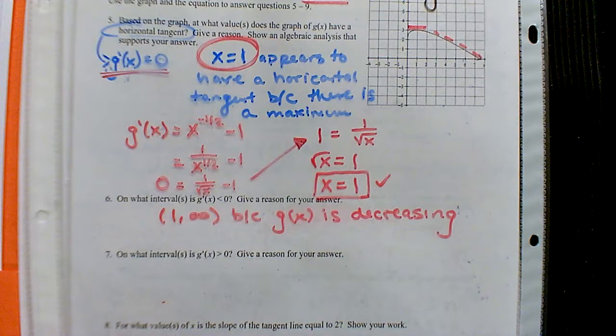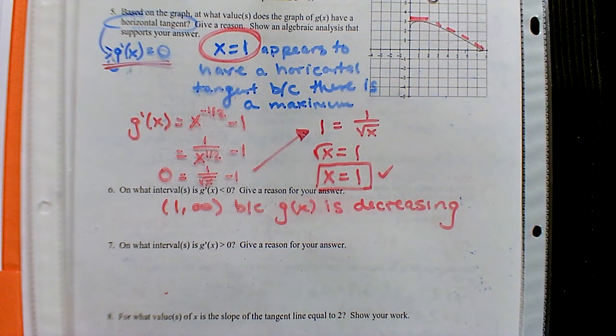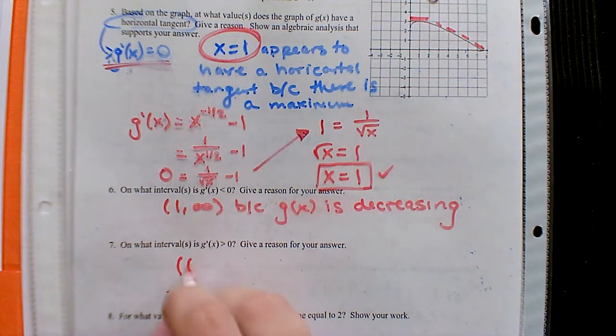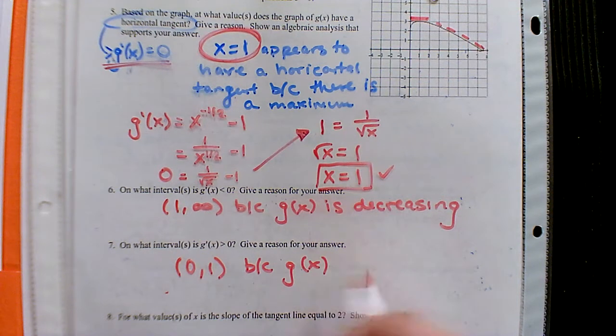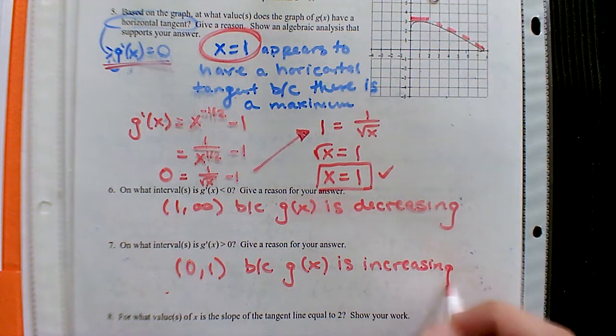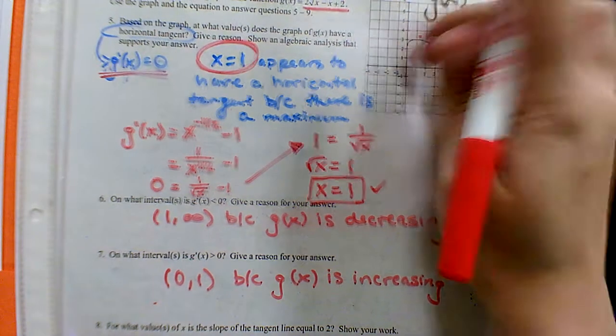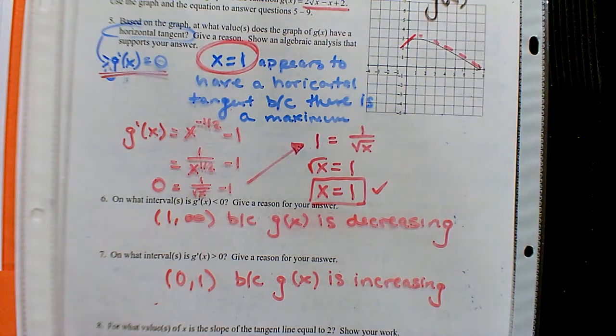Okay. Very similar question for 7. On what intervals is the slope bigger than 0? AKA positive. Good, Stevie? 0 to 1. Really small interval. Yeah, because g of x is increasing. If you were to try to draw a tangent line between 0 and 1, I know it's a little small, but it would be positive going up.